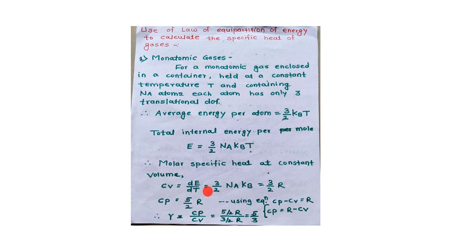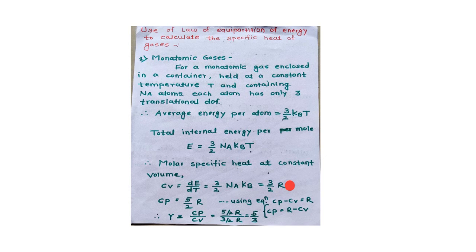Here, by substituting the value of E as 3/2 NakBT and dividing by dT, we will get 3/2 Na kB. And you know the relation between the Boltzmann constant and the universal gas constant is Na kB equals R. That's why we will get 3/2 R.